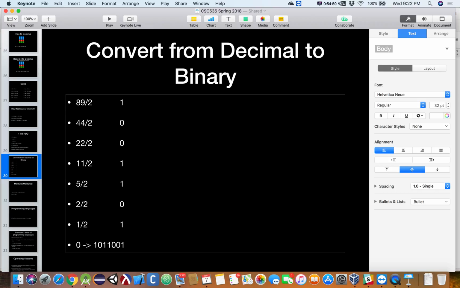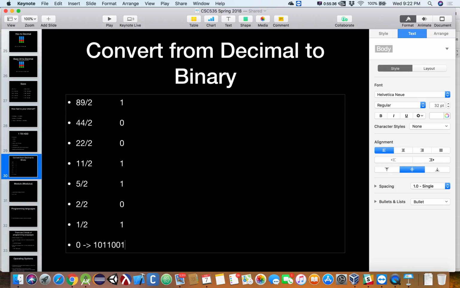Make sense? And I promise you, if you go through the same thing we did before the last break and convert that back to decimal, you'll get an 89. This is the ones place, 2s, 4s, 8s, 16s, 32s, 64. So 64 plus 16 plus 8 plus 1 is 89. All right, so that's how we can convert from decimal to binary.